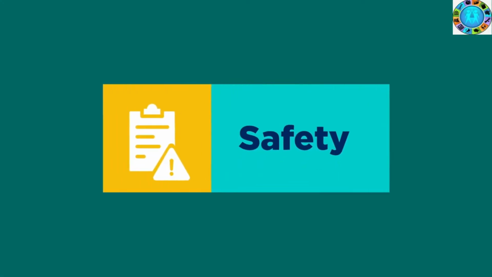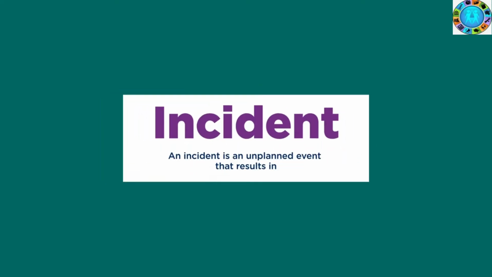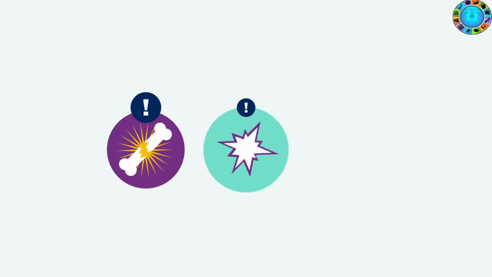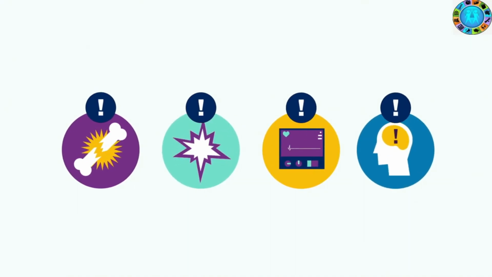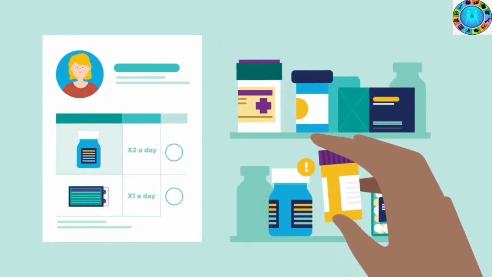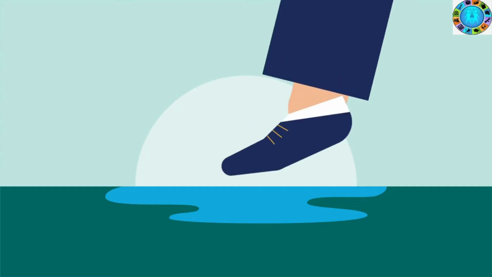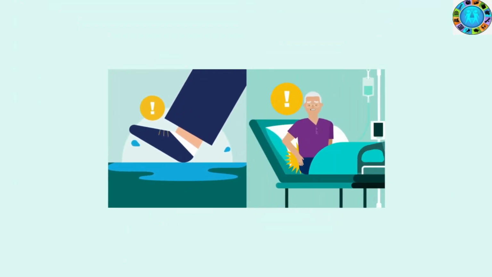Safety in healthcare is about reducing the risk and impact of incidents that can harm patients. An incident is an unplanned event that results in or could result in injury, damage, or loss. It includes near misses. An example of a safety incident could be a medication error, such as the wrong drug or wrong dose being given. Other examples include preventable falls or pressure injuries.